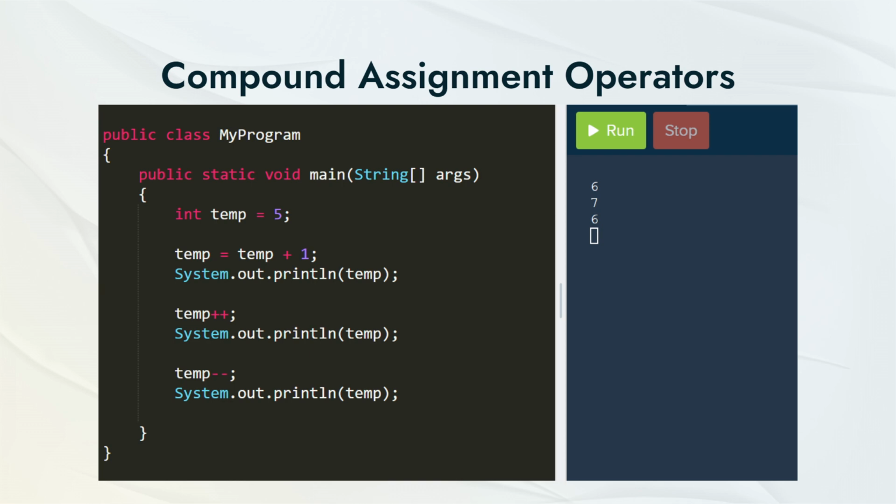Programmers tend to be very lazy and they love shortcuts. They got tired of writing temp equals temp plus 1 every single time they want to increment a variable by 1. So simply, temp plus plus does the same thing. Temp currently has a value of 6, but if you just write temp plus plus and print it, now the value of temp is 7. It works the same way for decrementing. You can simply do temp minus minus, and it subtracts 1 from temp, and the value of temp is back to 6.